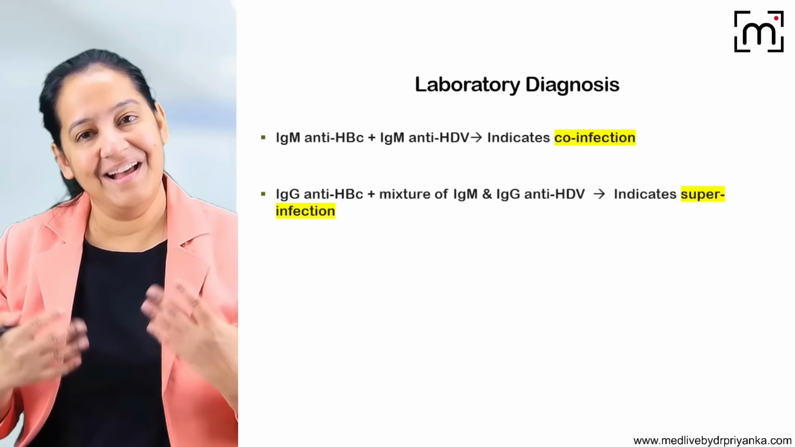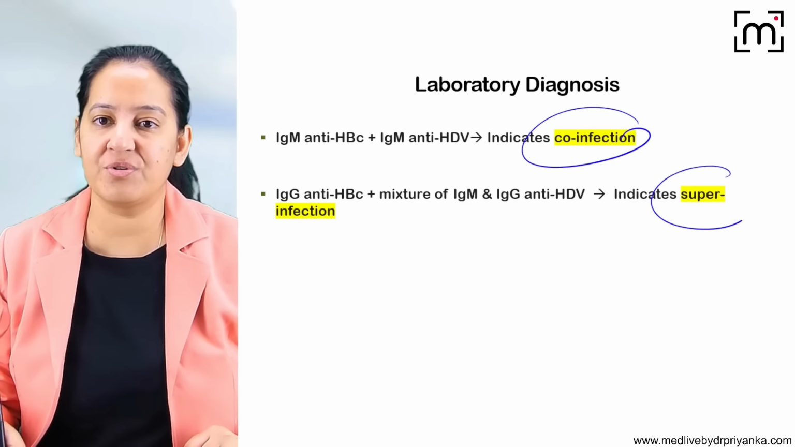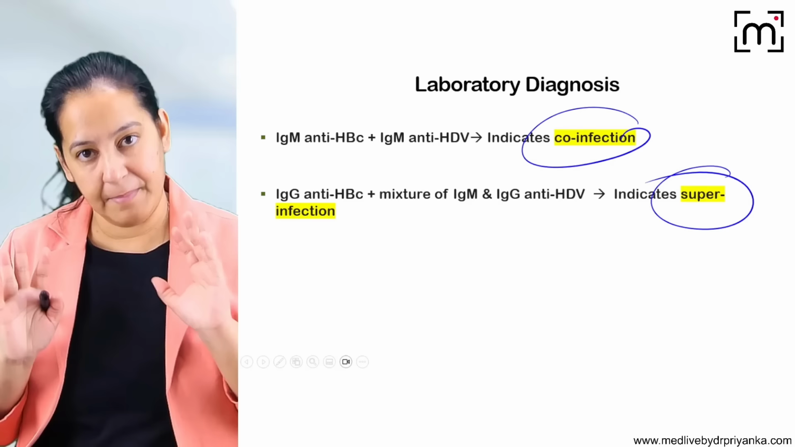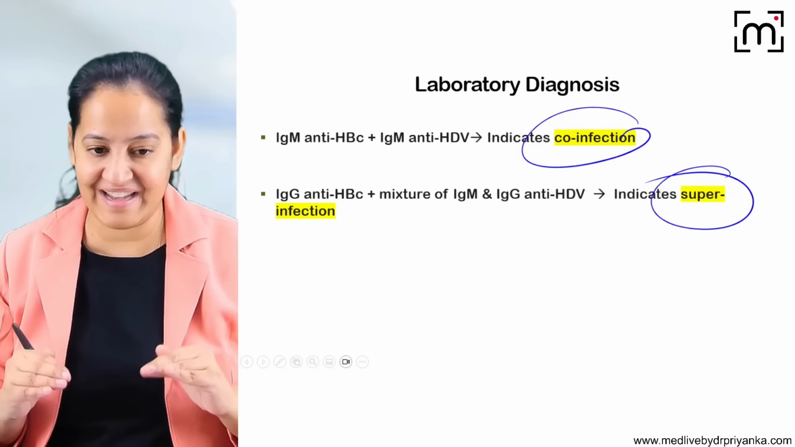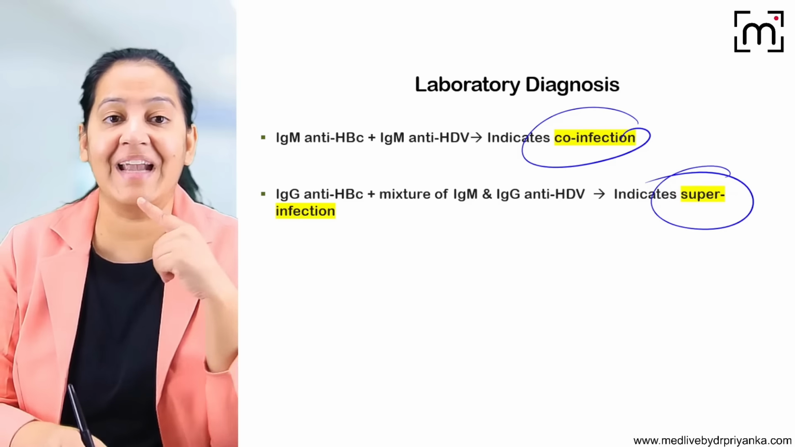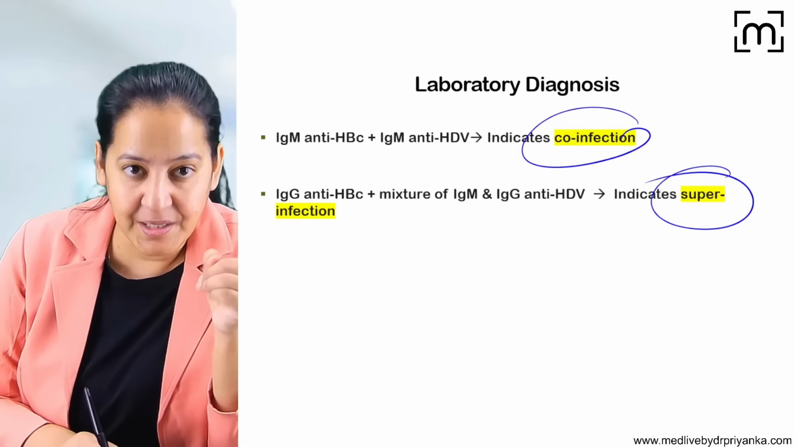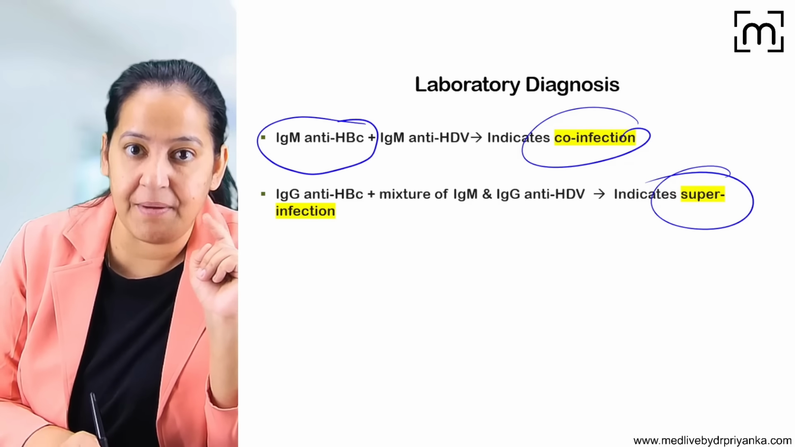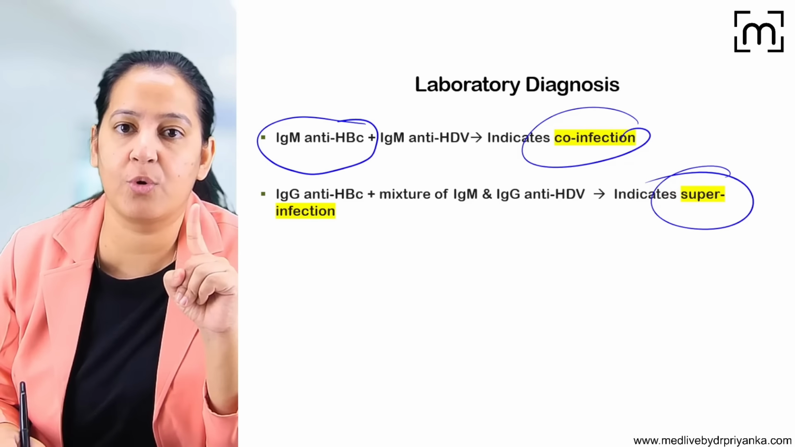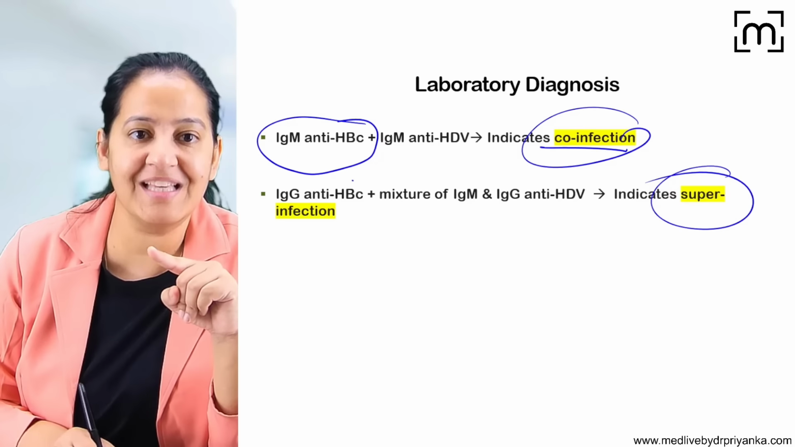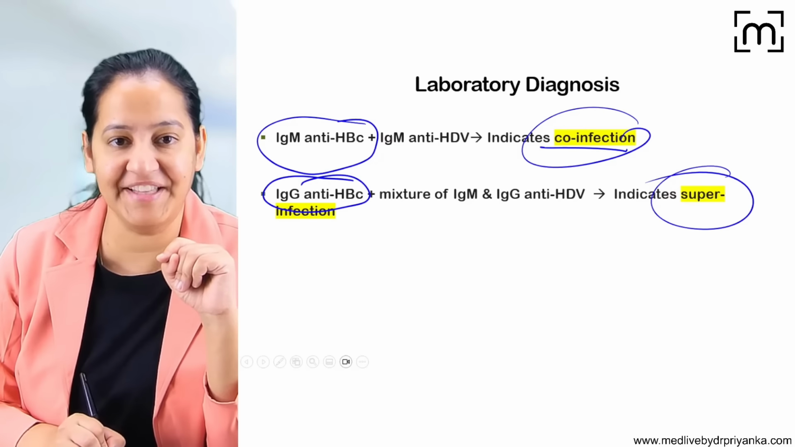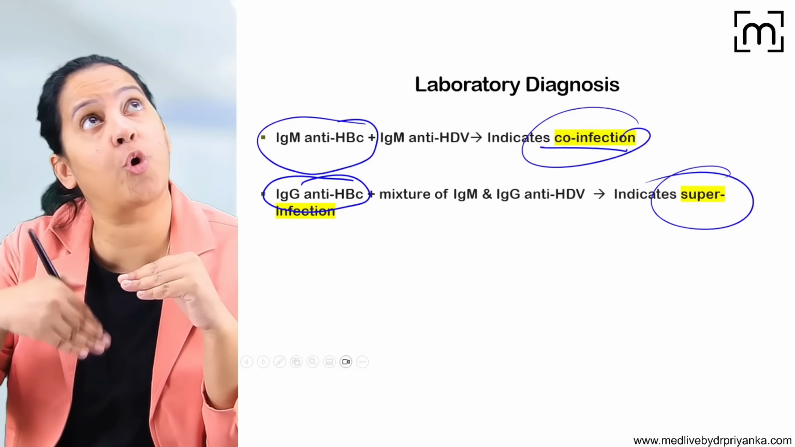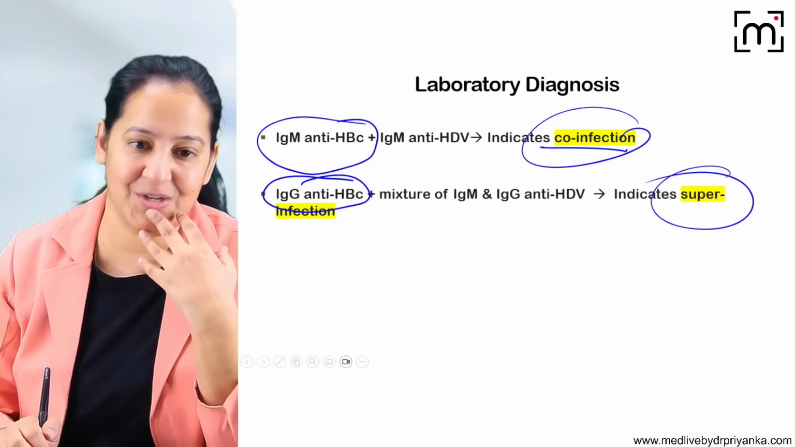You have learned that. Lab diagnosis: whether it is co-infection or super infection, how will you come to know? In co-infection as well as super infection, you will get antibodies against the D. But you have to see the antibodies against the B. If the antibodies against the B are IgM type, I mean it's the acute infection, so it's a co-infection. But if the antibodies against B are IgG type, I mean the person is a chronic carrier of B, and that indicates chronic infection.